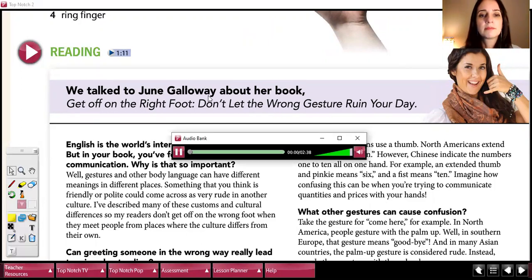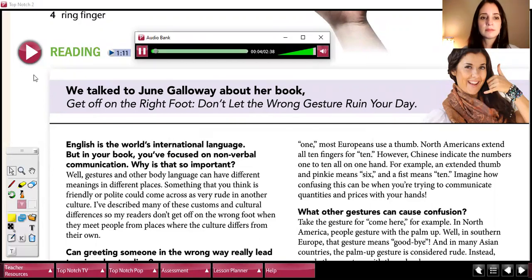Read and listen. We talked to June Galloway about her book, Get Off on the Right Foot. Don't let the wrong gesture ruin your day. English is the world's international language. But in your book, you focused on nonverbal communication. Why is that so important? Well, gestures and other body language can have different meanings in different places. Something that you think is friendly or polite could come across as very rude in another culture. I've described many of these customs and cultural differences so my readers don't get off on the wrong foot when they meet people from places where the culture differs from their own.